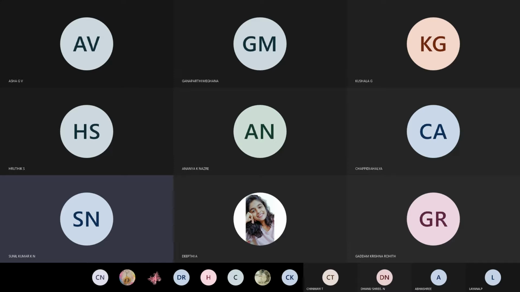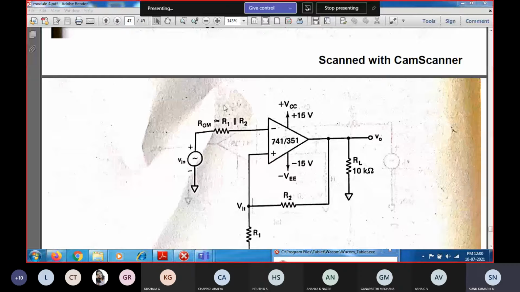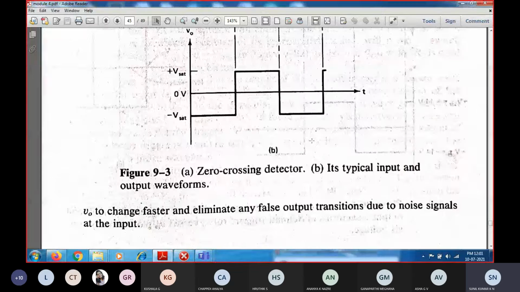So, in the last class, we were discussing operational amplifiers, in which we covered some of the positive or open loop amplifier configurations. We have seen the zero crossing detector as a basic comparator circuit. A comparator is nothing but the basic operation of an operational amplifier: it compares the voltages at the two input terminals. Whichever is greater, correspondingly the output will get saturated at the corresponding saturation voltage.